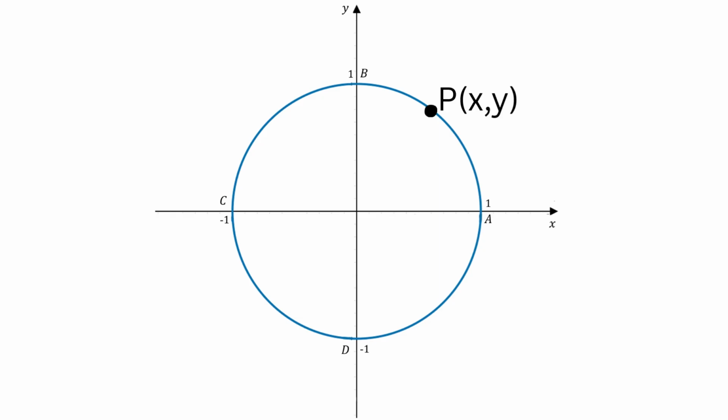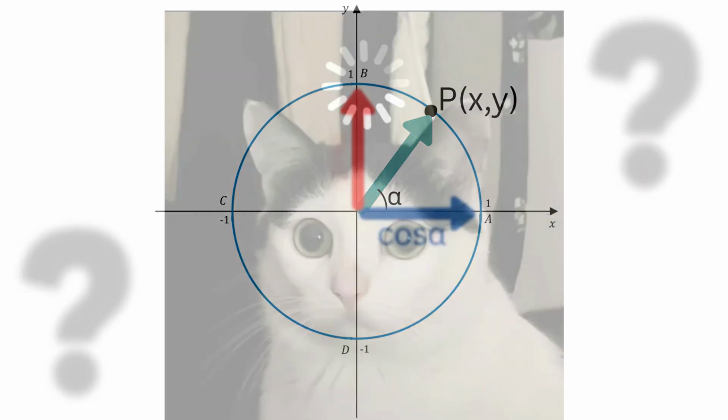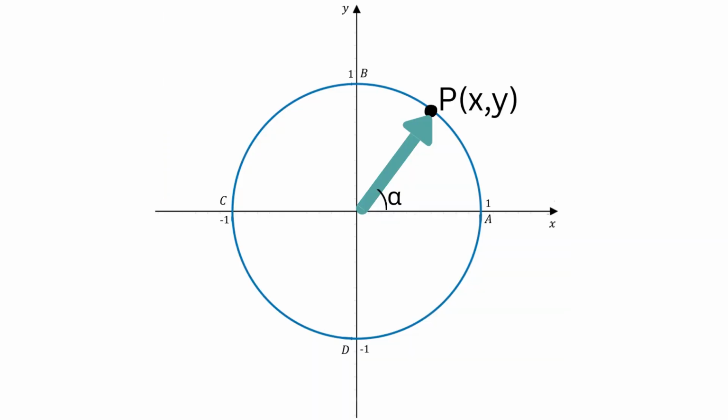Let's consider any point P(x, y) on the circle. Let's call the angle it makes with the origin alpha. Here is the secret. The x-coordinate of this point always gives us the cosine alpha value. The y-coordinate is the sine alpha value. Why? Because our hypotenuse is 1 unit. Therefore, the adjacent side is cosine alpha and the opposite side is sine alpha.